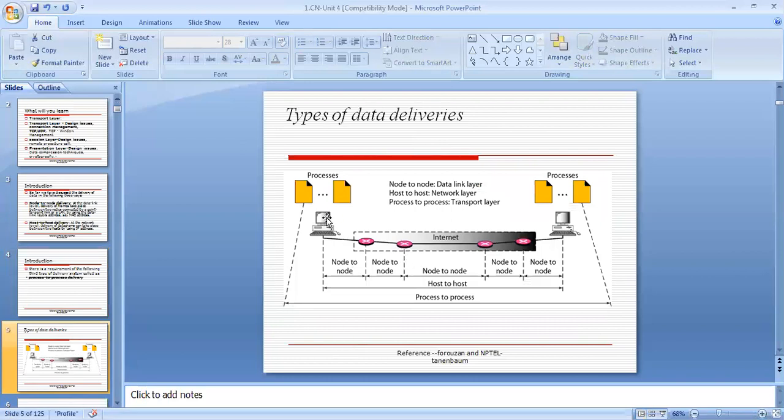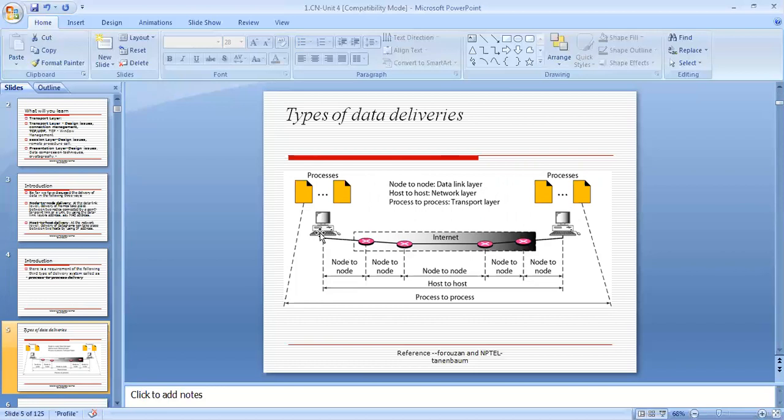Whenever the communication starts from our source machine and goes to the next immediate machine, for simplicity, I consider it as a router. This communication between these two neighbors is called node-to-node communication. Then from router number one to router number two, when this packet travels, this is again node-to-node. When the same message travels from router number two to router number three to router number four, that is also called node-to-node communication.